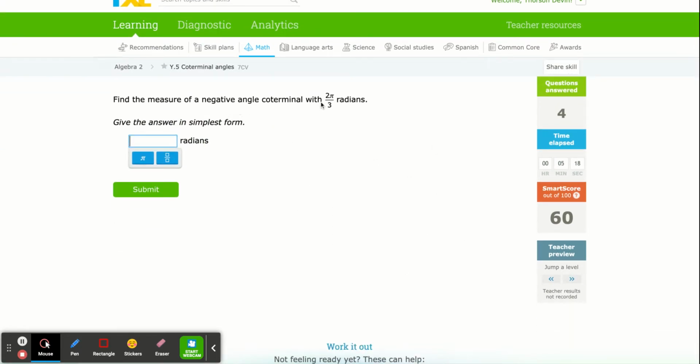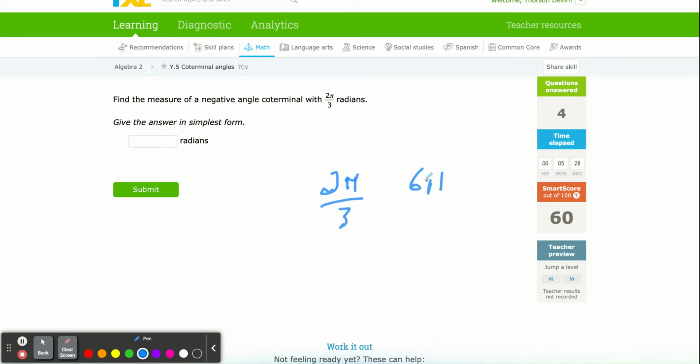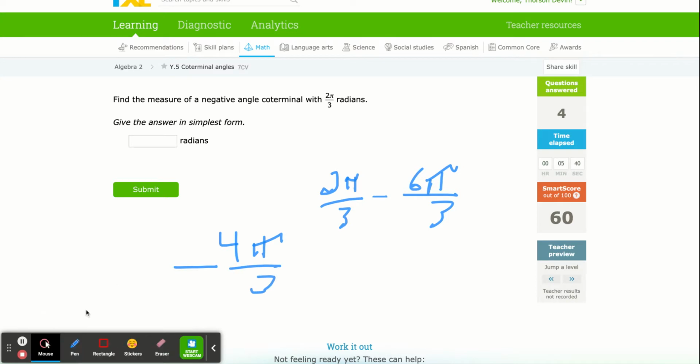Find a negative coterminal angle to 2 pi thirds. So I'm going to take that 2 pi thirds and I'm going to start subtracting 6 pi thirds, because again, that's 2 pi with a denominator of 3. And when I subtract, what's 2 minus 6? It's negative 4 pi thirds. And that's what I'll type in.